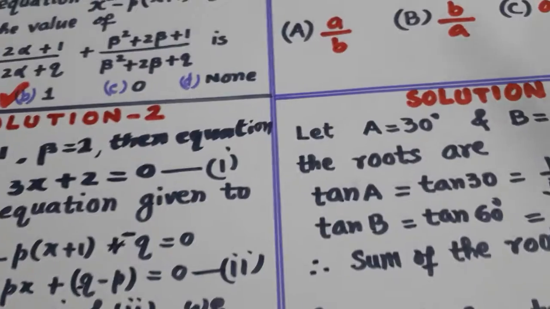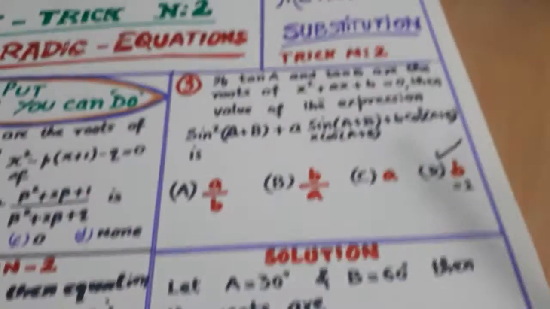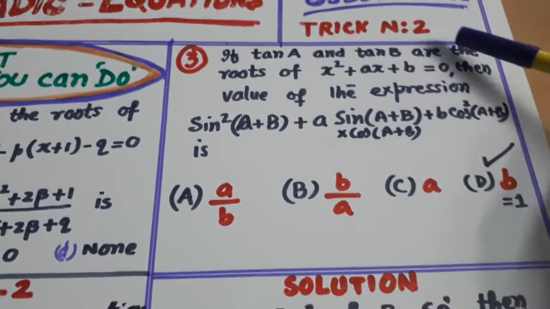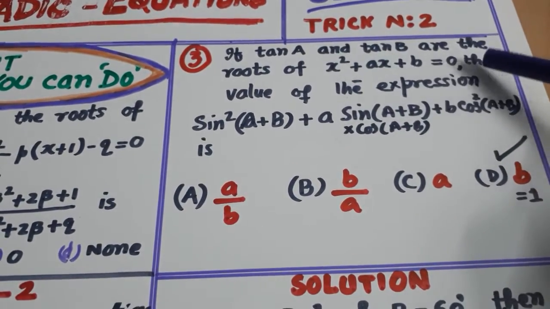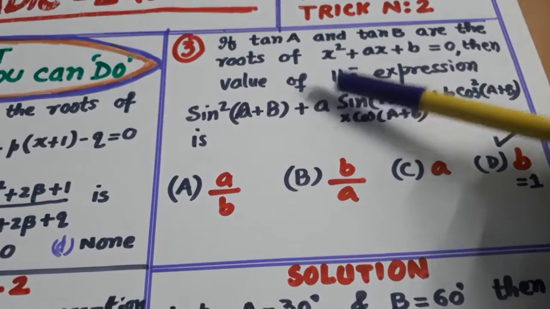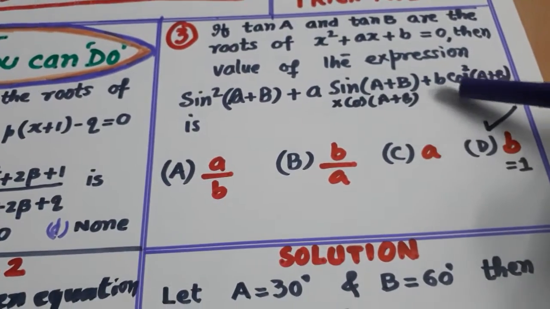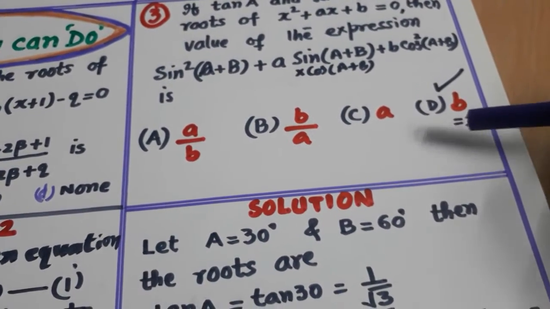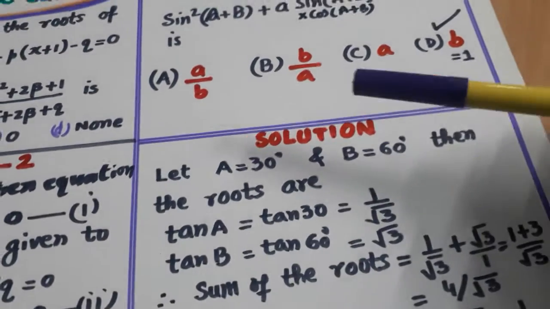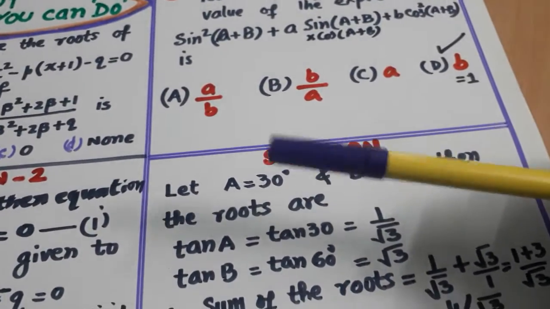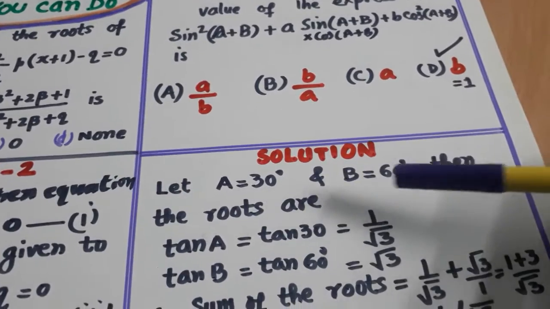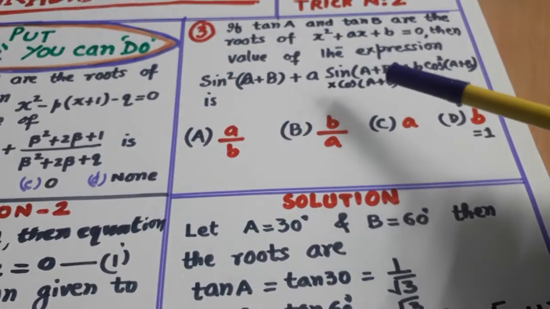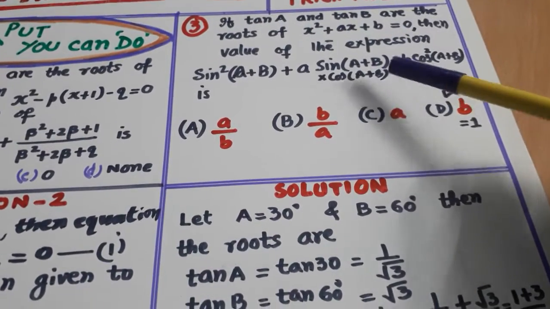Now let us go to the last one. If tangent A and tangent B are the roots of this, then value of this expression we have to find out. One of the options here, option D will come. Let us see how it comes. Let us take, instead of 1 and 2, now you take 30 degree and 60 degree. Because sin A plus B we know, and cos A plus B we also know.